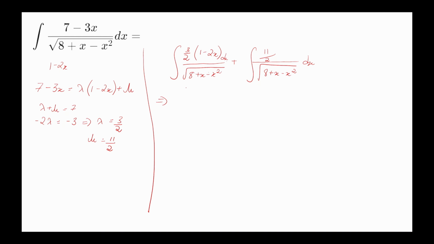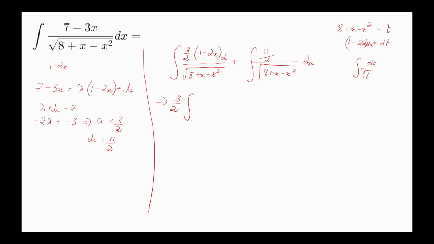From here, what I can see is that in my first term I would have 3 by 2 outside. Of course, in this function I can assume my 8 plus x minus x square to be t. So if I assume 8 plus x minus x square as t, what would I have? I would have (1 minus 2x) dx as dt. So this would become my dt. That means in my integration I am going to have dt upon root t, and it is very easy for me to find the integration of this.